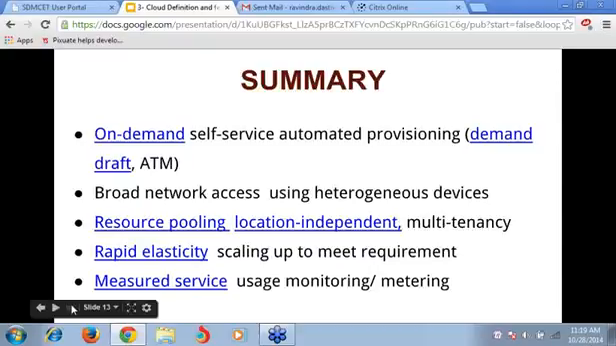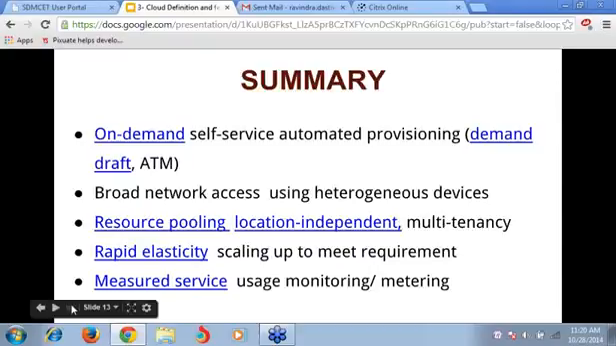Rapid elasticity is another quality where it will allow you to grow in number, grow in size rapidly, and also shrink in size as the demand occurs. For example, if you make an arrangement for 1,000 people to come for an examination and you only get 100 people, then you can shrink the allocated resources. All of a sudden, suppose instead 100,000 people come, then you can expand. This is called rapid elasticity.